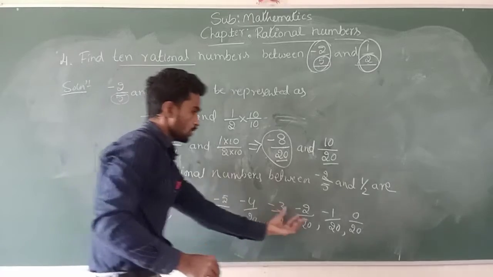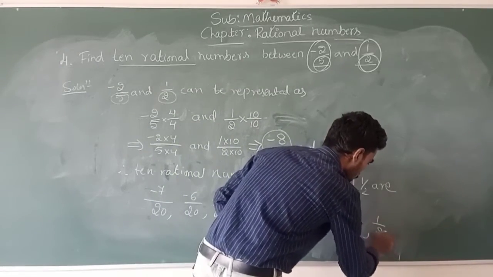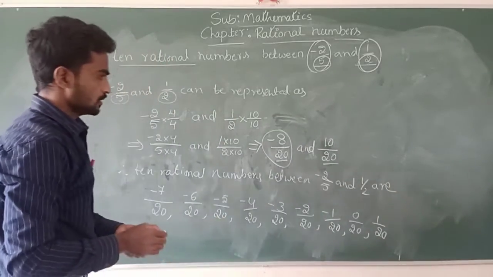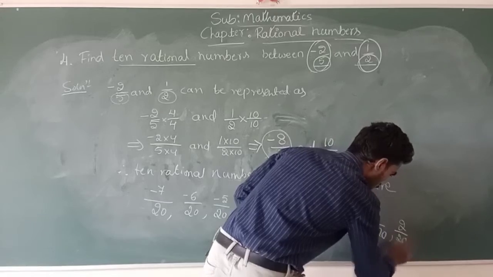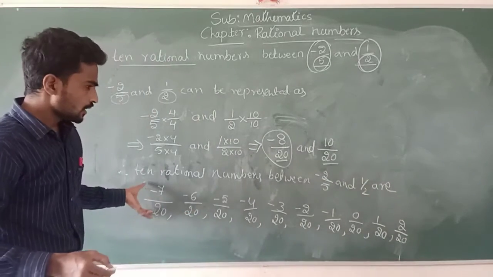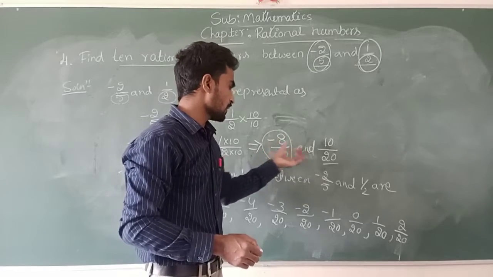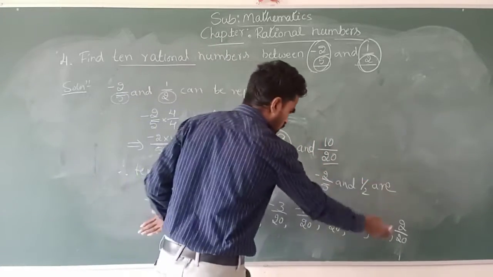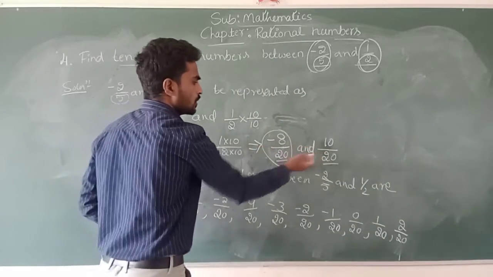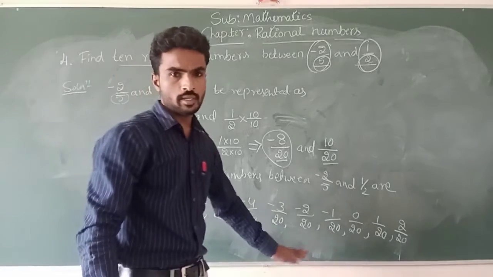Now 2, 4, 6, 8 are there. Next one is 1 by 20, and another one is 2 by 20. These are the 10 rational numbers in between minus 8 divided by 20 and 10 by 20. So many rational numbers are there in between these two rational numbers, but we will write only 10.